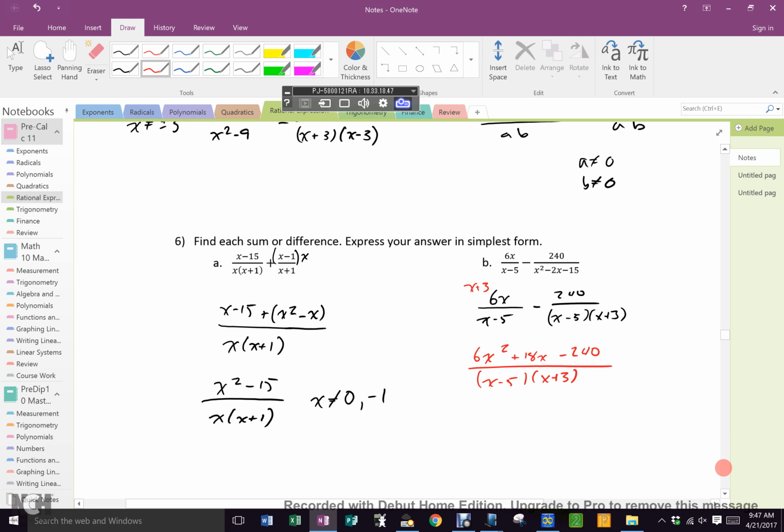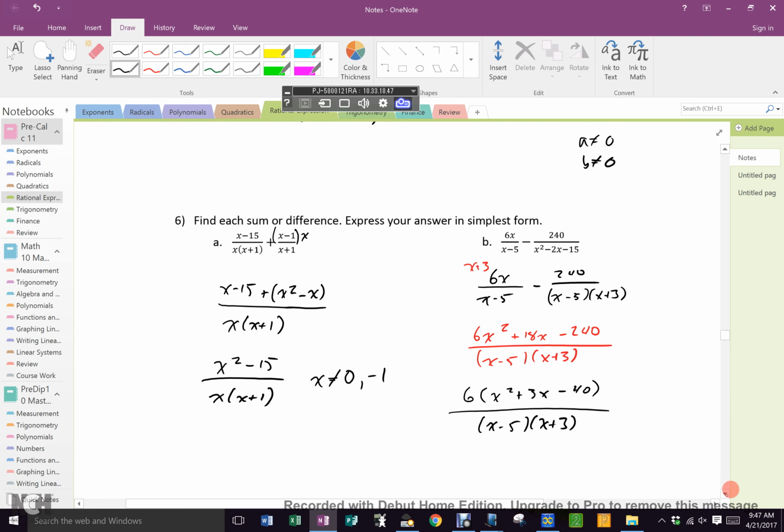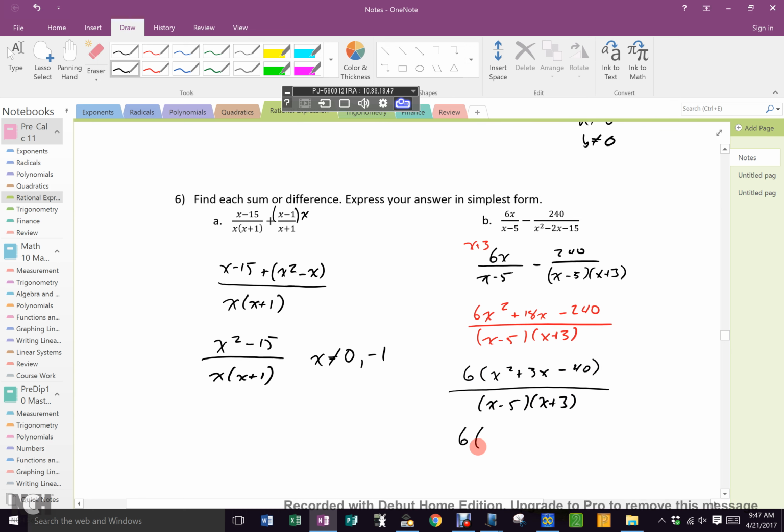Now what? Factor the top. Take out the 6. X squared plus 3x minus 40. Over x minus 5, x plus 3. Now what? Factor again. X plus 8, x minus 5, x minus 5, x plus 3. What do I need to do right now before I cancel? Non-permissible values, which are 5 and negative 3. Then I do my canceling.